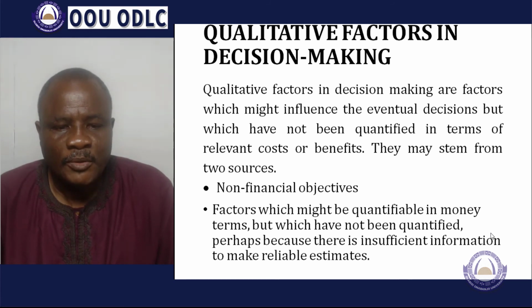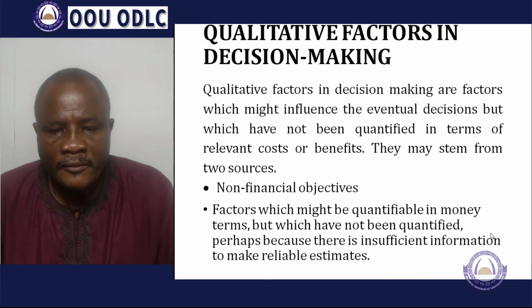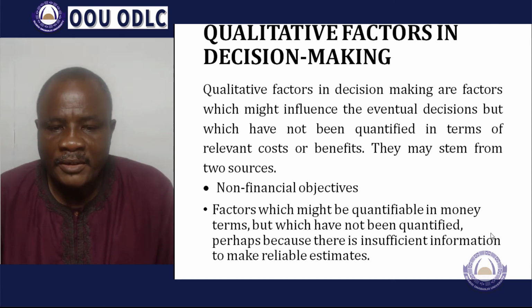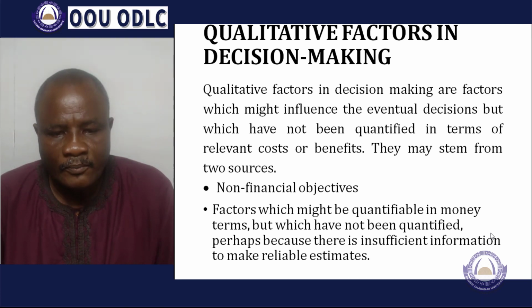One, from the non-financial objectives. That is, you talk about the goodwill, you talk about the employee capacity. These are non-financial objectives. And then the second is factors which might be quantifiable in money terms, but which have not been quantified, perhaps because there is insufficient information to make reliable estimates.